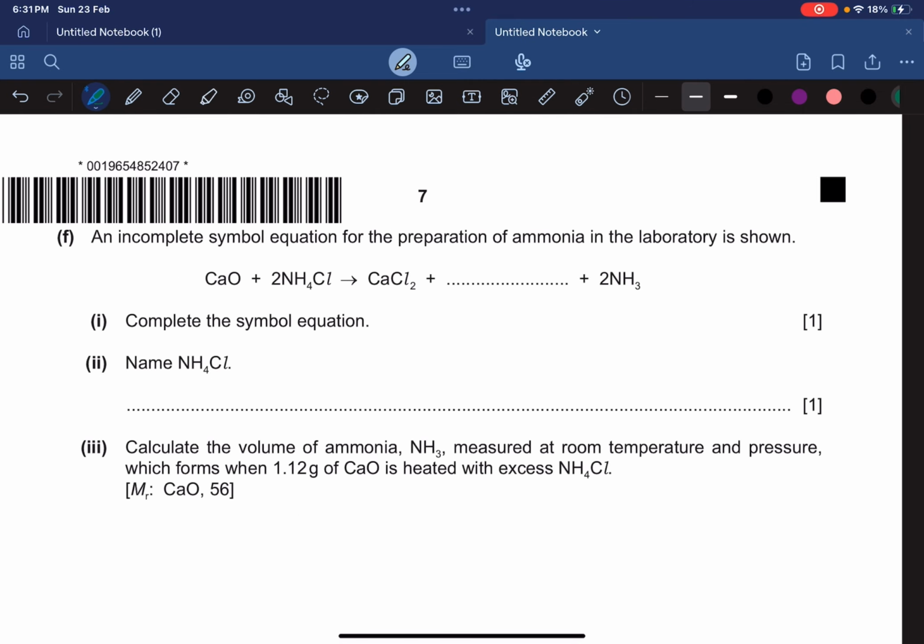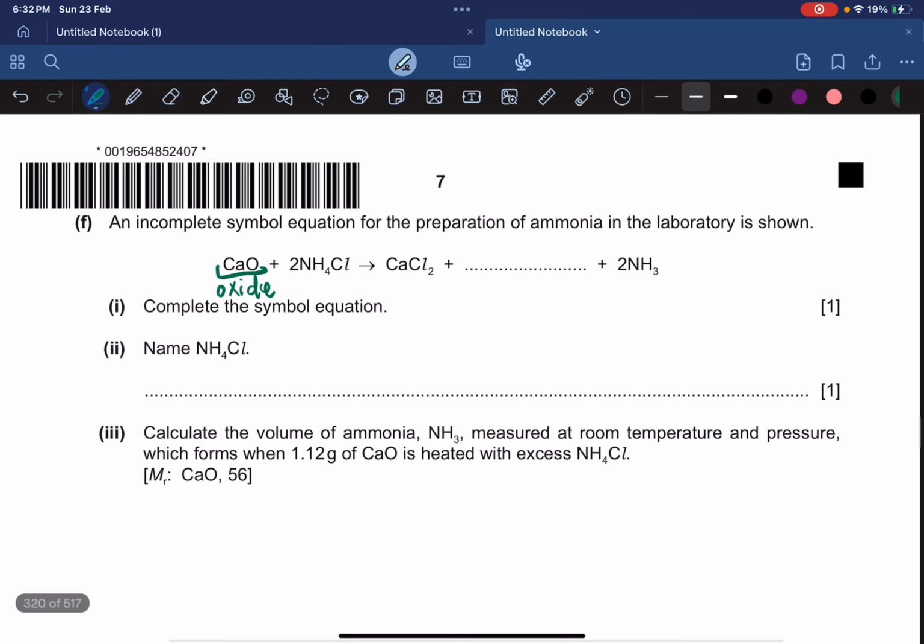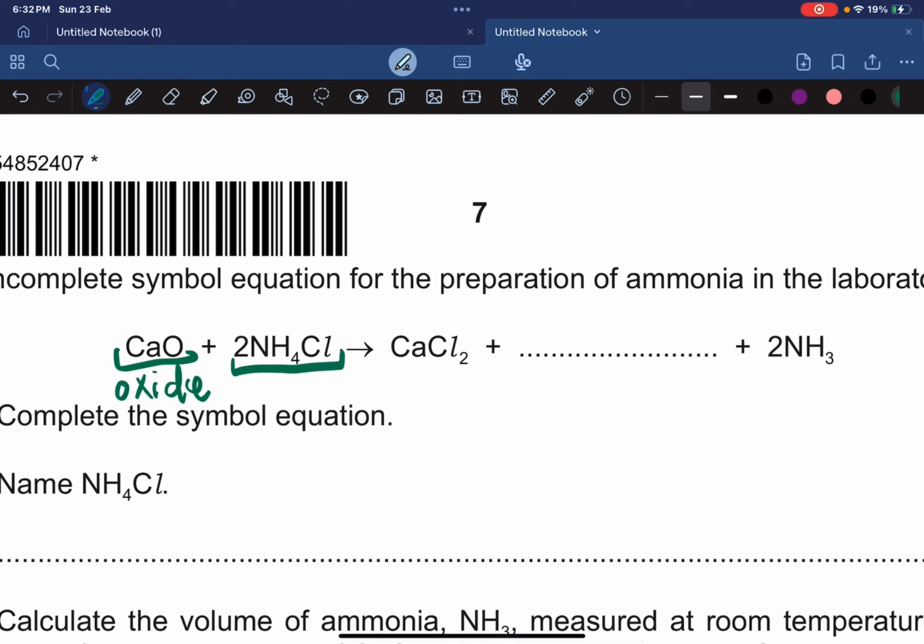An incomplete simple equation for the preparation of ammonia in the laboratory is shown. Complete this simple equation. So you have an oxide, take care, and this right here is an ammonium salt. You just label everything you have. I'm forming a salt plus ammonia gas, and they're asking what will I form over here.